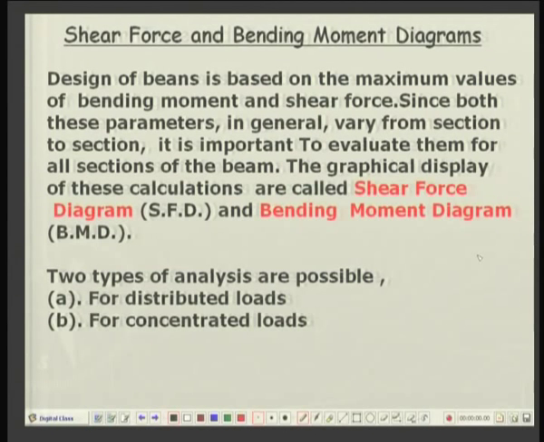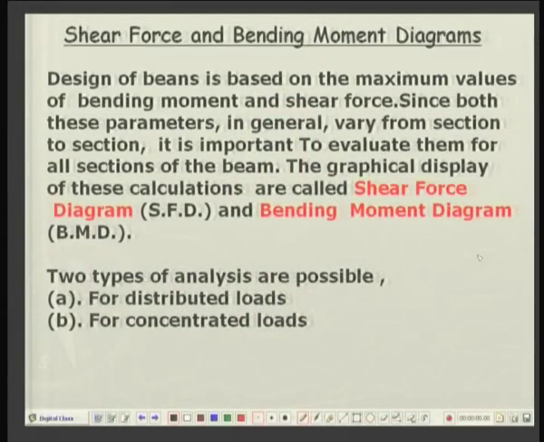In order to get this information, we must calculate or graphically display the bending moment at every section as well as the shear force at every section. A graphical display of this information is called a bending moment diagram or shear force diagram. Well, the diagram which depicts bending moments is the bending moment diagram, etc. Let us start with the procedure to obtain or to draw these diagrams.